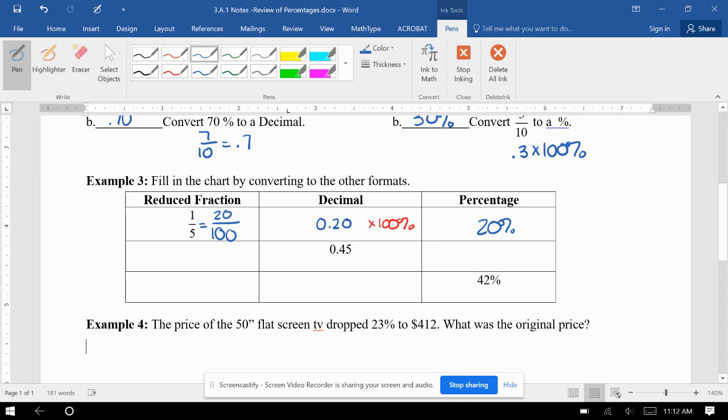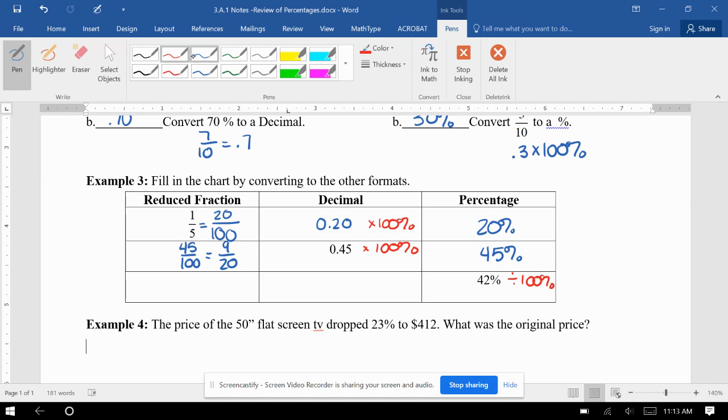It's really your choice. If I look at this example, I can multiply it by 100%, and that's going to give me my 45% here. And then I can say, oh, that's the same as 45 out of 100, which I could reduce to 9 over 20. And then last but not least, if I'm going from a percent back down to a decimal or fraction, I would want to divide by 100.